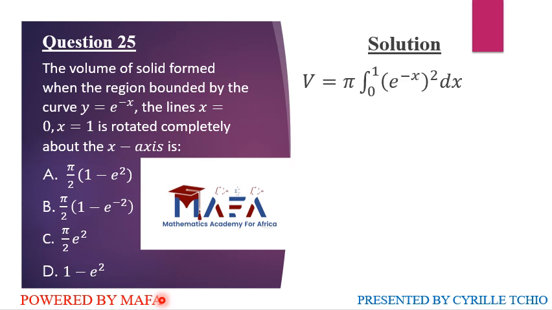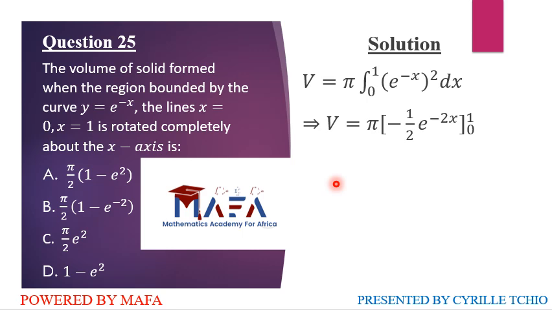The formula, we know that the formula is V is equal to pi integral of the boundary values. The boundaries here are 0 and 1, so you're having integral from 0 to 1 of y squared dx, but y here is equal to e to the negative x, then y squared dx. This is because they said that it is rotated about the x-axis.